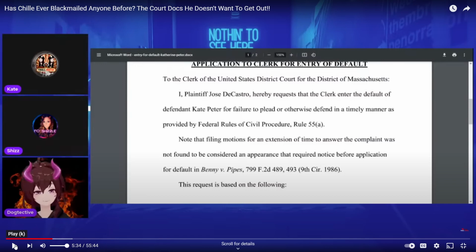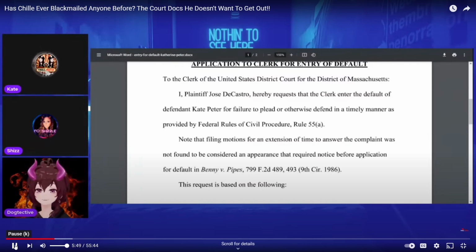And this is funny because she doesn't even read the words. What she ends up doing is just going and Googling. Just read the words. They're pretty clear here. F2d 489, 493, 9th Circuit, 1986. So when you look at this case, again, Chile has just completely misunderstood and misconstrued the law because he is a literal idiot. Or the opposite way around. Kate, you should really, I don't know, stay in your lane.